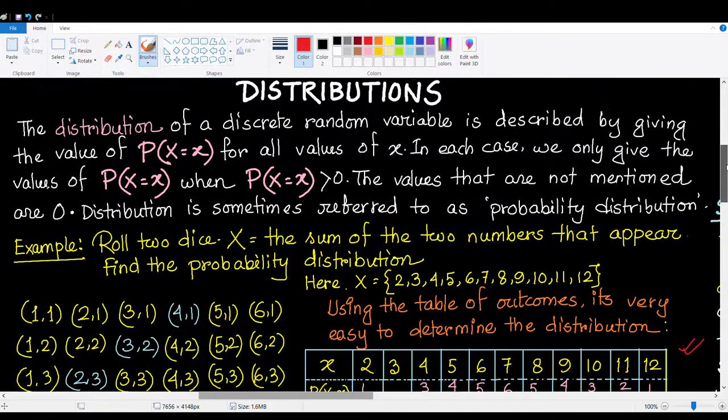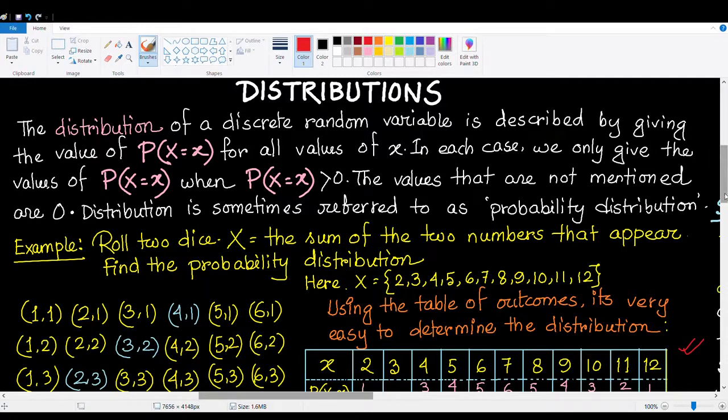In each case we only give the value of p of x when p of x is greater than 0. So say for an element of the random variable set, the probability is 0, we don't usually put these probabilities in the table. Therefore the values that are mentioned are only those greater than 0. Distribution is sometimes referred to as probability distribution. So let's solve an example and have a better view of distribution.